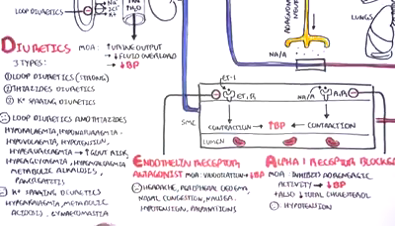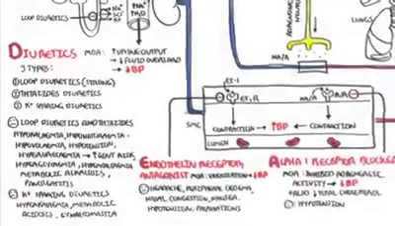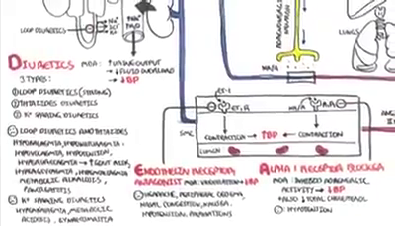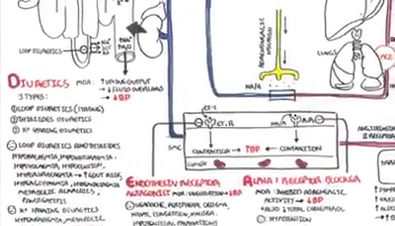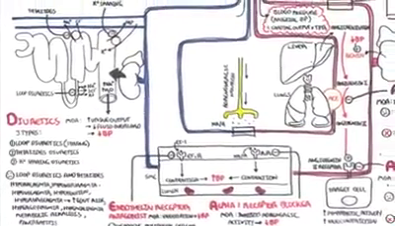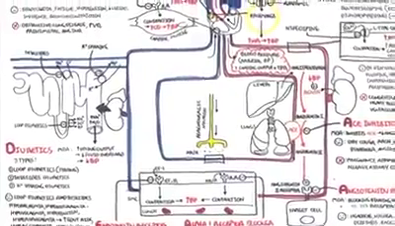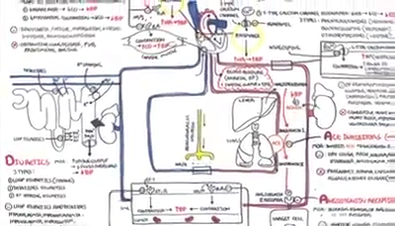So that concludes the video on the antihypertensive medications. We looked at A, B, C, D, and E. A for ACE inhibitors, angiotensin receptor blockers, and alpha receptor antagonists. And we also looked at B for beta blockers, C for calcium channel blockers, D for diuretics, and finally E for endothelin receptor antagonists.